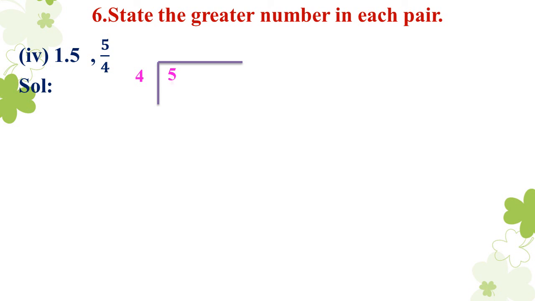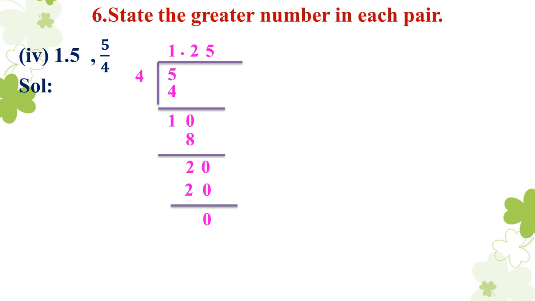5 divided by 4. 1 4 is 4. 5 minus 4, 1. Now 1 is smaller than 4. So we put 0 and put the decimal point in the quotient. 2 4s are 8. 10 minus 8, 2. Again adding 0. 5 4s are 20. 20 minus 20, we get the remainder 0.